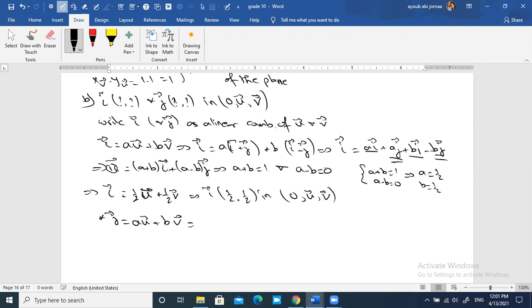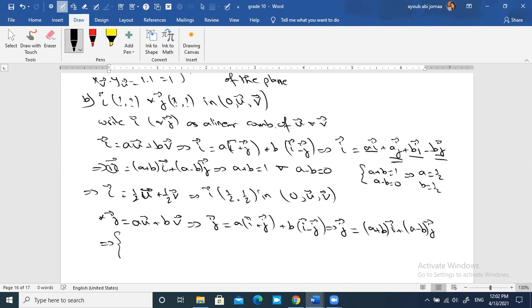The same idea, you will get J is equal to A times I plus J plus B times I minus J. Then vector J, exactly the same way as I did here, is A plus B I plus A minus B J.